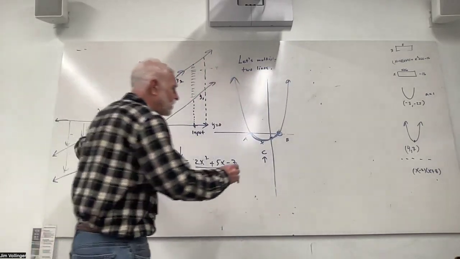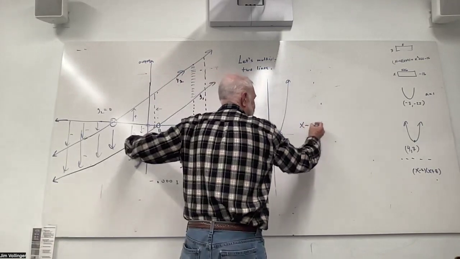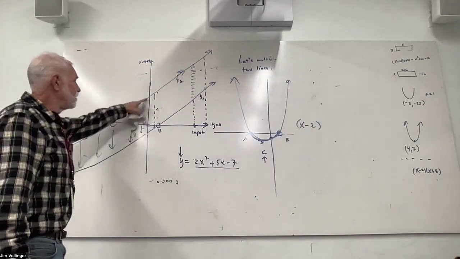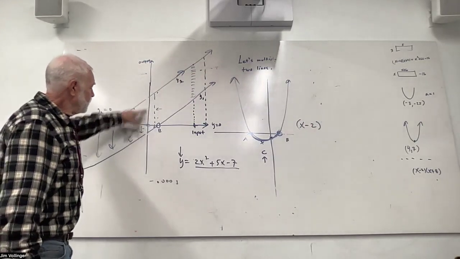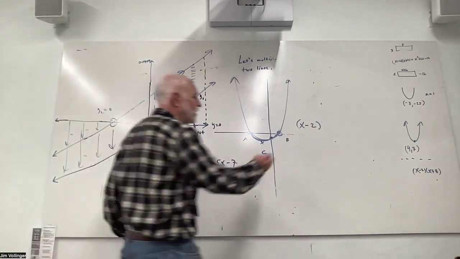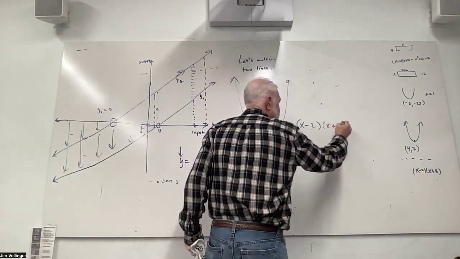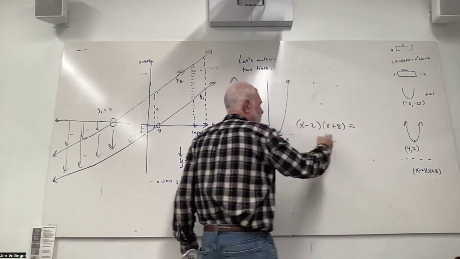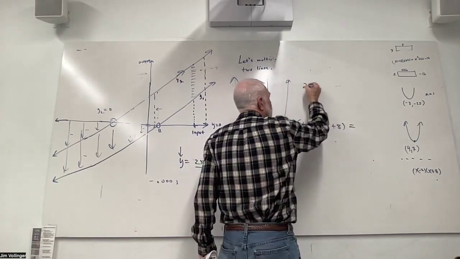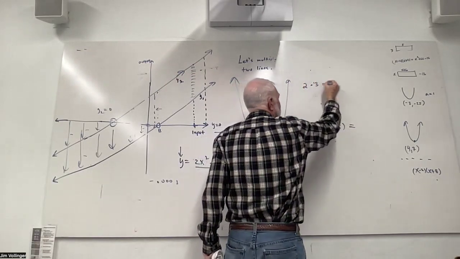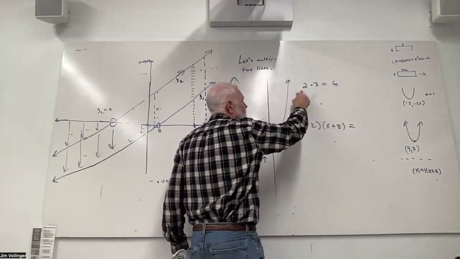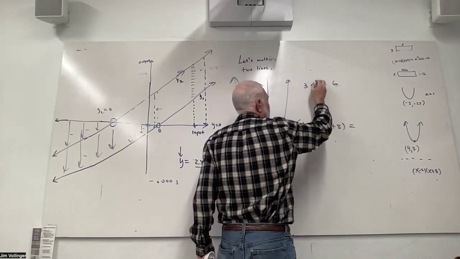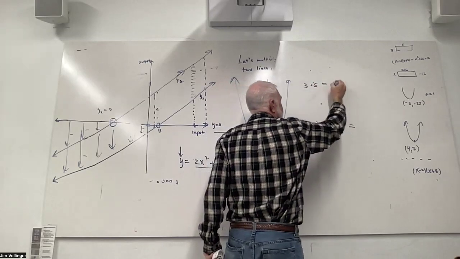Well, why don't we call that one x minus 2? And why don't we call this one, that's positive, x plus 8? And let's see what we get if we multiply that out. Well, let's multiply 2 times 3 to get 6. Let's make it 3 times 5 is 15. Let's go there.